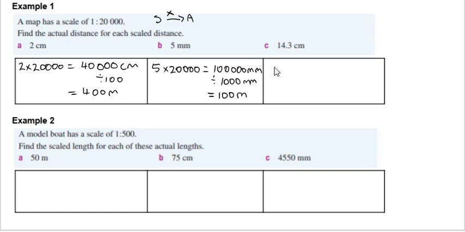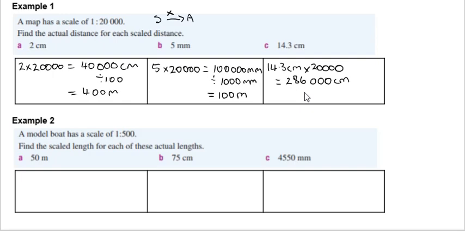And the last one, part C, 14.3 centimetres times by 20,000 will give me 286,000 centimetres.